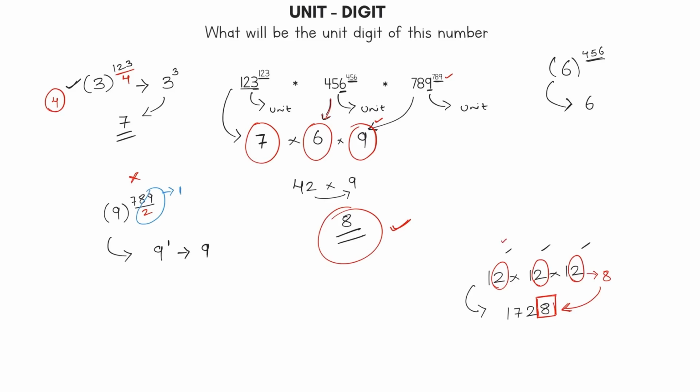Unit digit of this into this into this. Now how can I change this problem? I can change this problem just by putting a plus here. Instead of an into, I put a plus here. That's the only change I am doing.